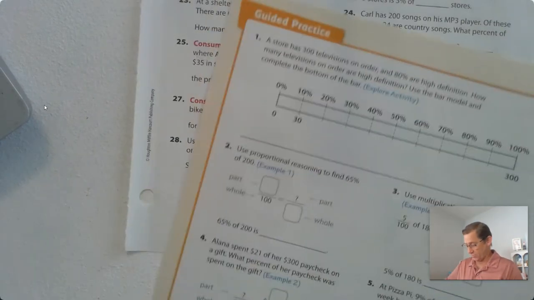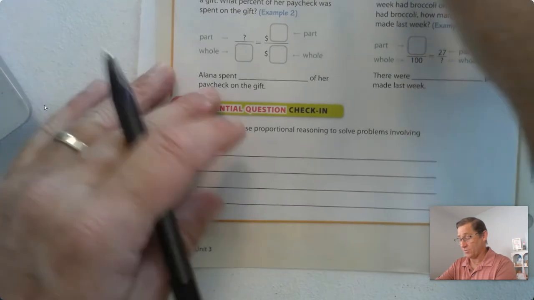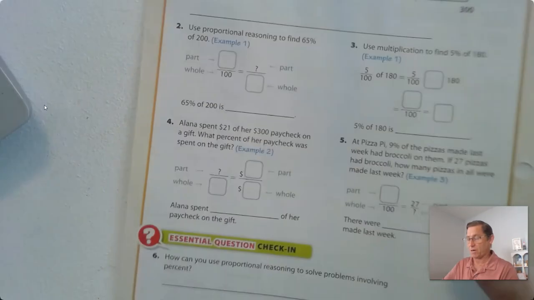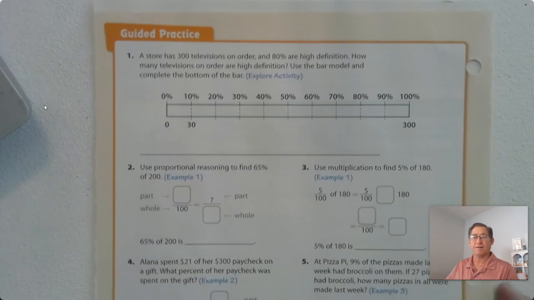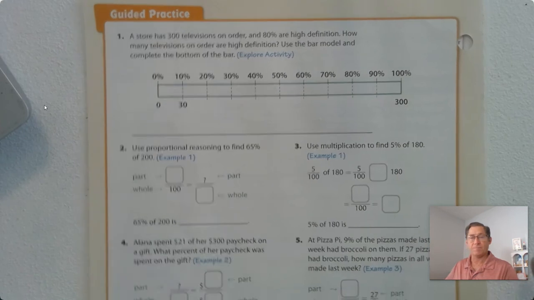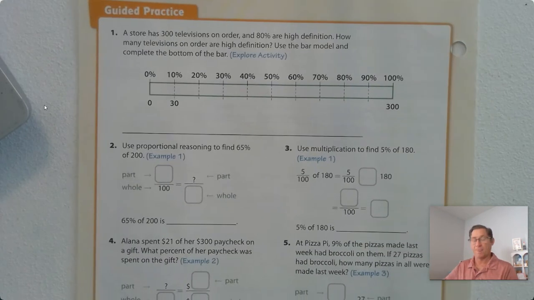All right, let's look at page 222. Okay, and we're going to work through these next 6 problems, and then we'll stop at the end of the guided practice for part 1, and then we'll come back and do the independent practice together. All right, number 1 on page 222.